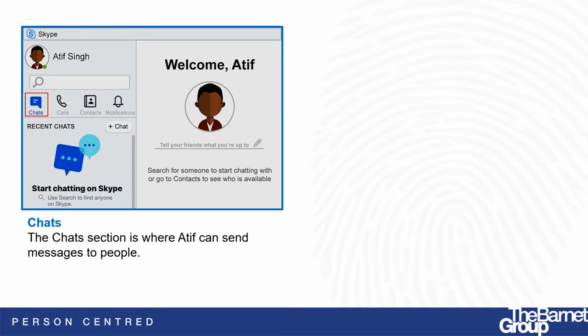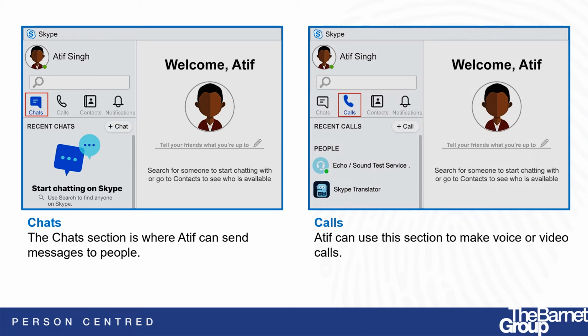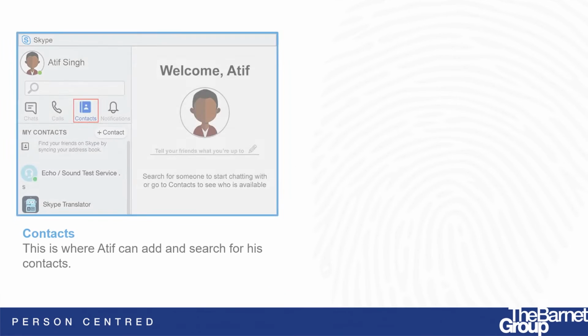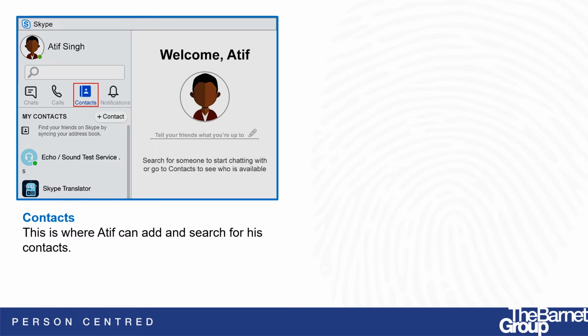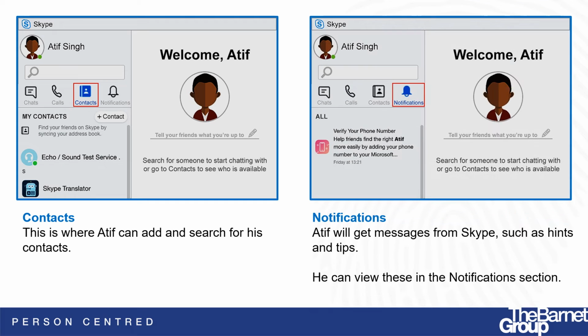The chat section is where Atif can send messages to people. Atif can use this section to make voice calls or video calls. This is where Atif can add and search for his contacts. Atif will get messages from Skype, such as hints and tips. He can view these in the notifications section.